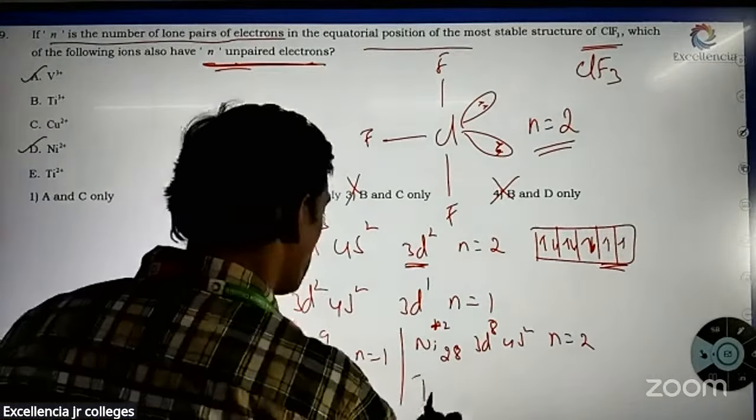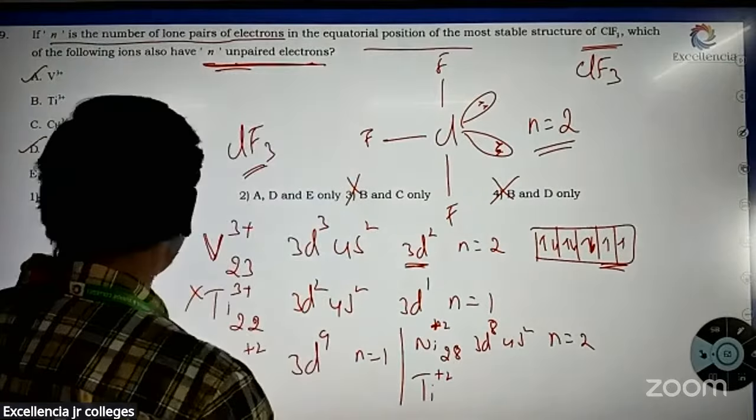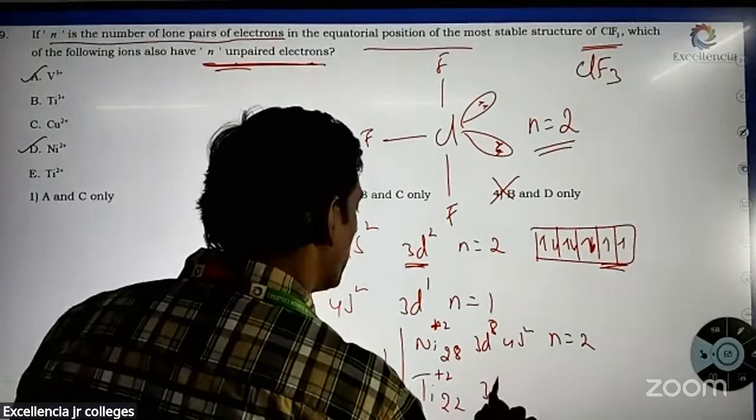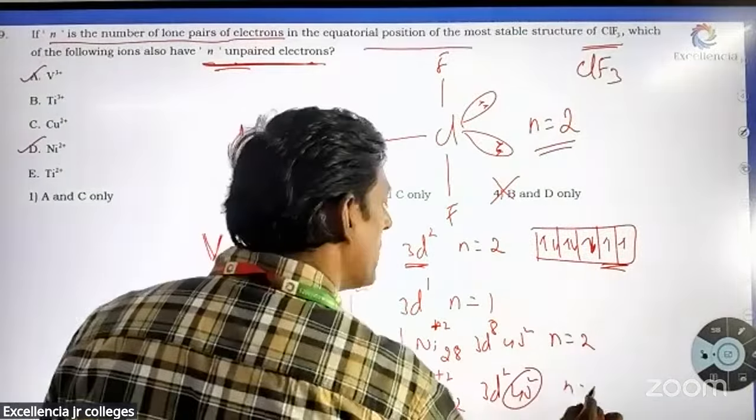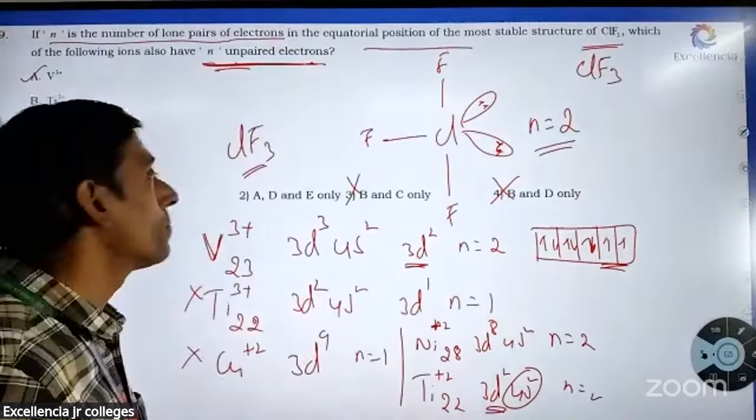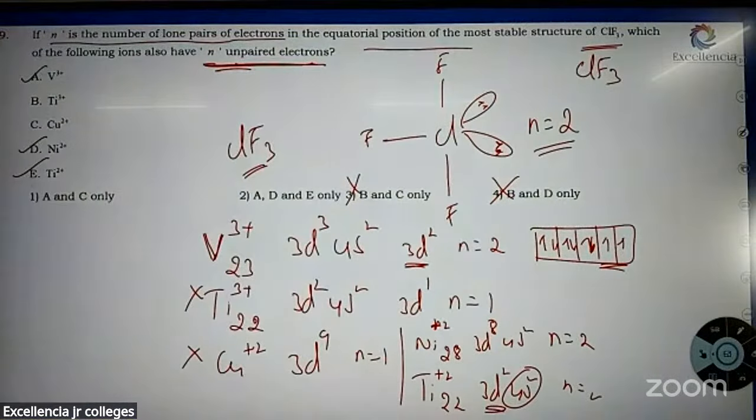Then we'll go for titanium again. Titanium plus 2. 2 plus is given. So 22. 3d2, 4s2 plus 2. These electrons are gone. So n is equal to 2. 3d2 means 2 unpaired electrons, titanium plus 2. So A, D, and E. So that's the second option, the answer.